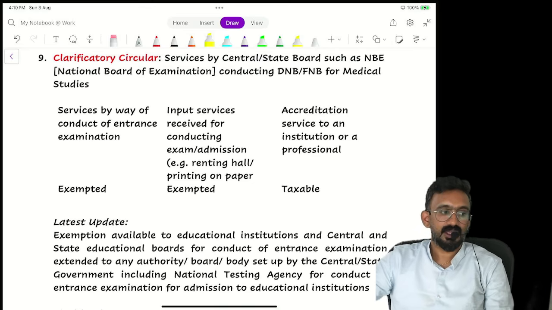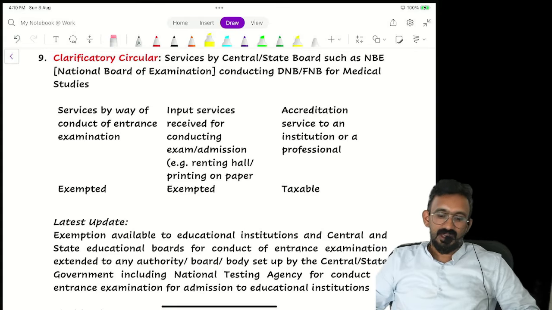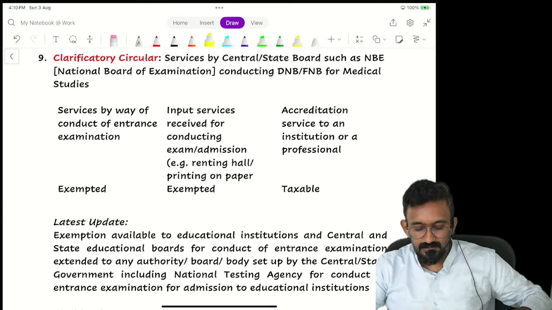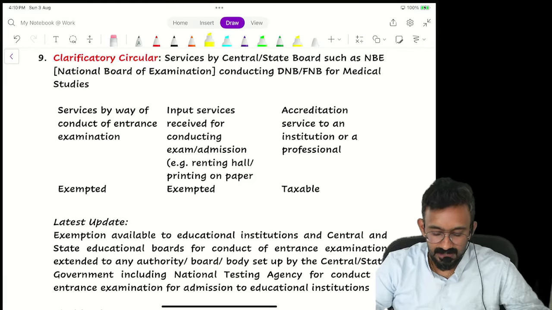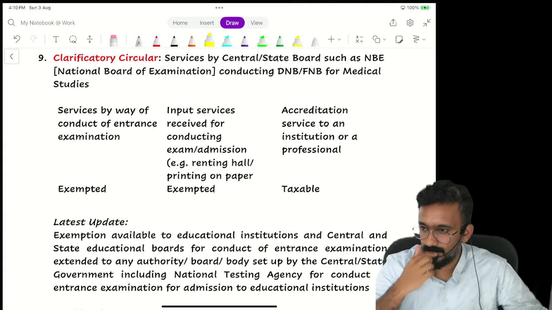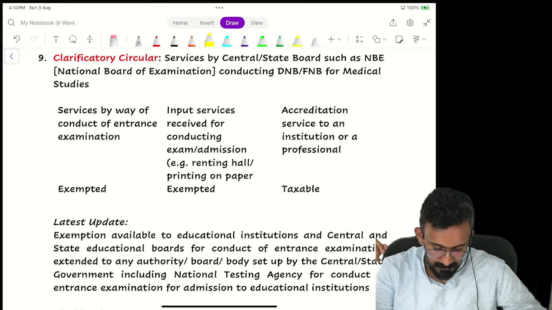This is the old note. I have given this at the end as other clarifications they have given. Okay. The DNB FNB program, at the end I have given. Now I have merged it with the education industry itself. You can look at other clarification and then you will find these things.